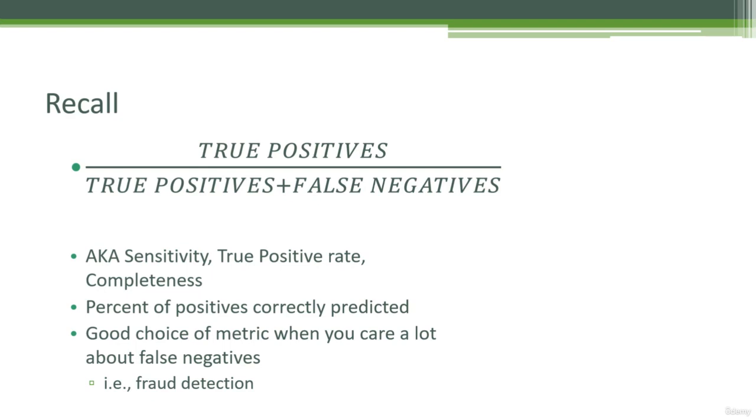So it's a good choice of metric when you care a lot about false negatives. Fraud detection is a great example of where you might be focusing on recall, because a false negative in the world of fraud means that something was fraud, but you failed to identify it as fraud. You had a fraudulent transaction that was flagged as being perfectly okay. That is the worst possible outcome in a system that's supposed to be detecting fraud, right? You want to be erring on the side of false positives, not false negatives, in that case. So recall is a good choice of metric when you care about false negatives, fraud detection being an example of that. It is true positives over true positives plus false negatives.